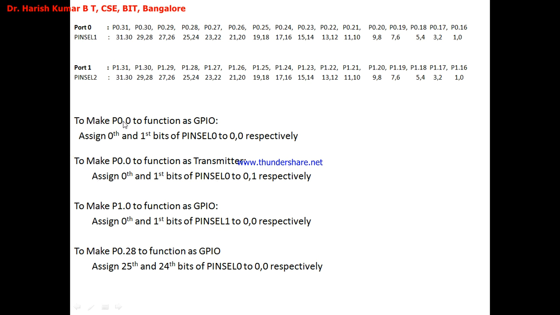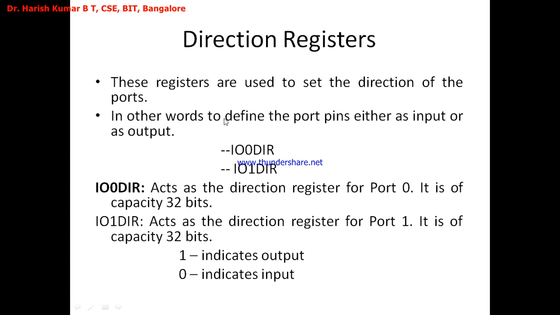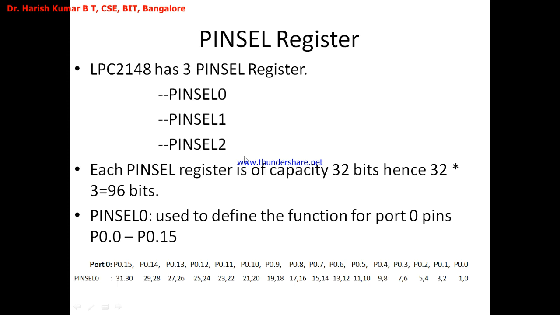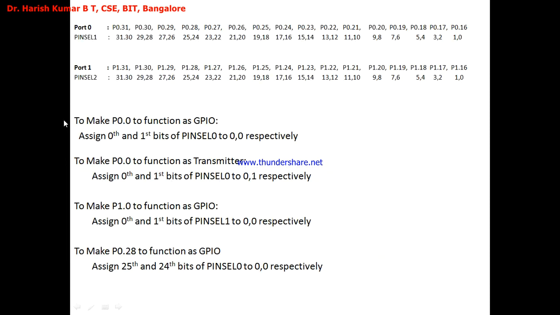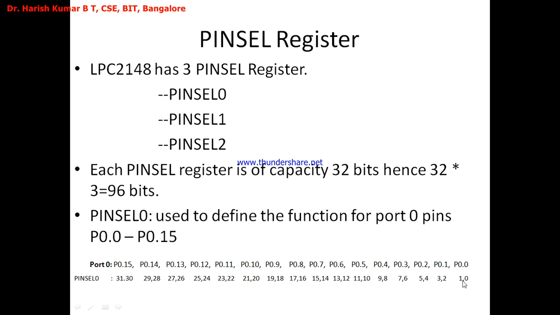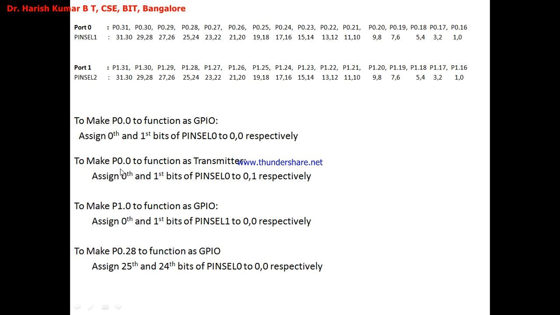Now to make the port pin 0.0 function as GPIO, I want to make this particular port pin function in general purpose IO mode. What do I have to do? Assign the 0th and first bit of PINSEL 0 to 00 respectively. And similarly, to make the port pin 0.0 function as a transmitter, in the previous slide I told you P0.0 can also be made to function as a transmitter.